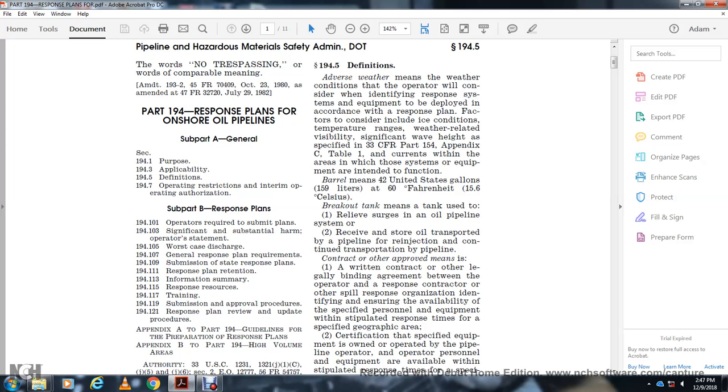194.105, worst case discharge. 194.107, general response plan requirements. 194.109, submission of the state response plan. 194.111, the response plan and retention. 194.113, information summary. 194.115, response resources. 194.117, training. 194.119, submission and approval of the procedure, response plan review and update procedures.